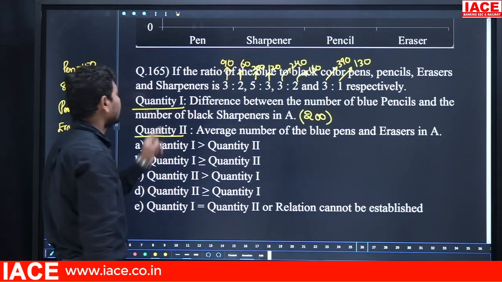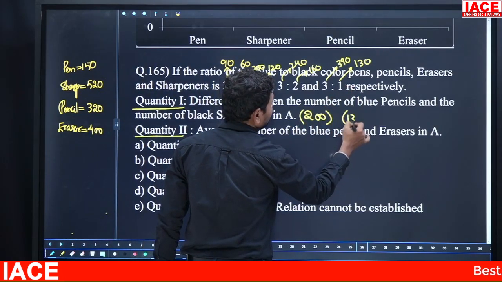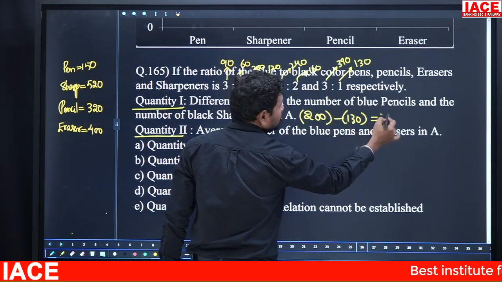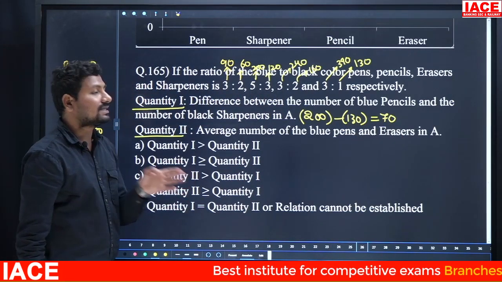Blue pencils and the number of black sharpeners. Black sharpener means the second one, it is 130. The difference is how much? 70. Next, the average number of blue pens and erasers in A.